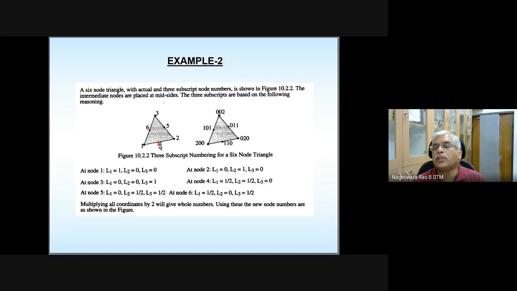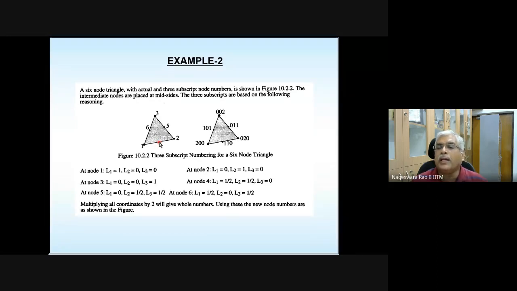For nodes 4, 5, 6, you need to determine the labeling L1, L2, L3. For that, I specifically mentioned the coordinates of node 4. Coordinates of node 4 are (x1 plus x2) divided by 2, comma, (y1 plus y2) divided by 2. Please make a note of that in your notebook. So now I want to write the labeling L1, L2, L3 for this node 4.